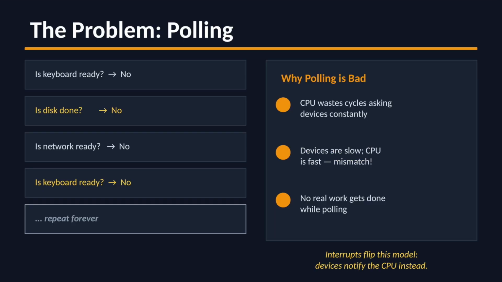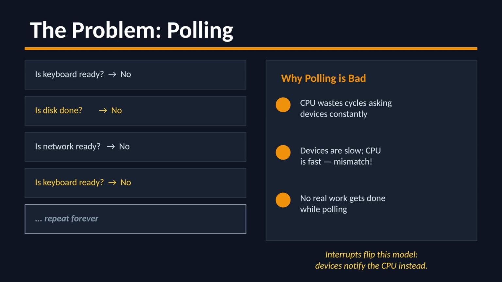One way for your CPU to check if any device needs its attention is to constantly ask, is the keyboard ready? No. Is the disk done? No. Is the network ready? No. Is the keyboard ready again? Still no. This process is called polling, and as you might have observed, it is not very efficient. The CPU wasted many cycles without doing any meaningful work.